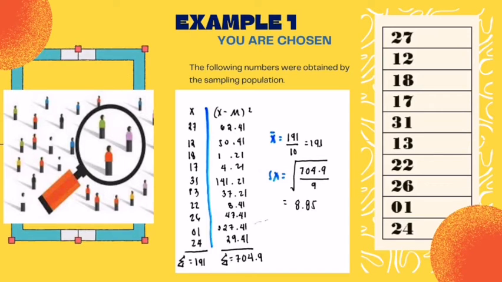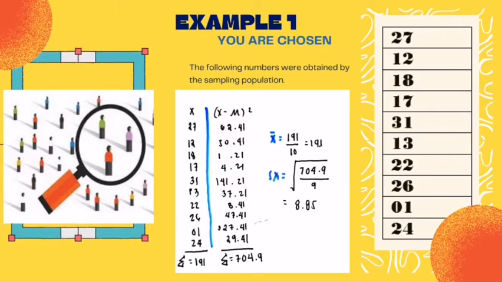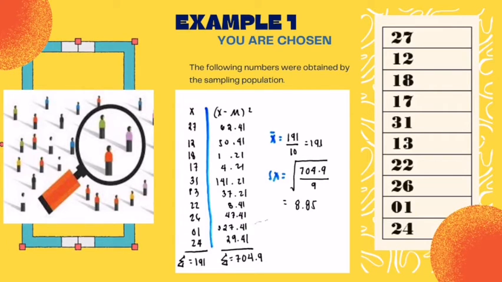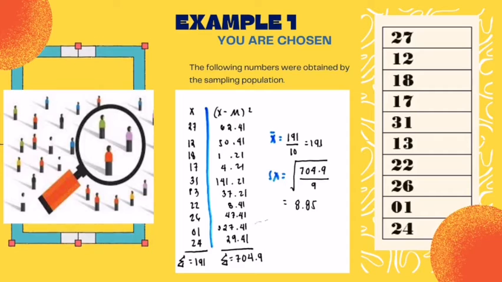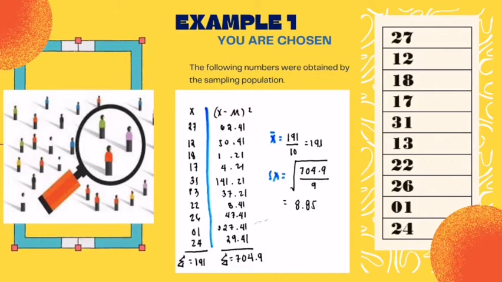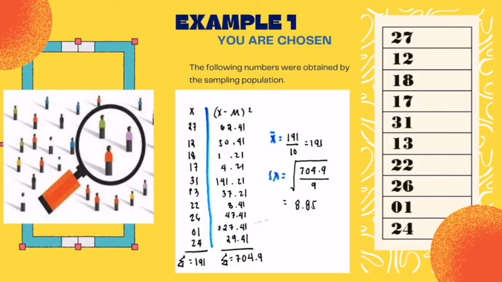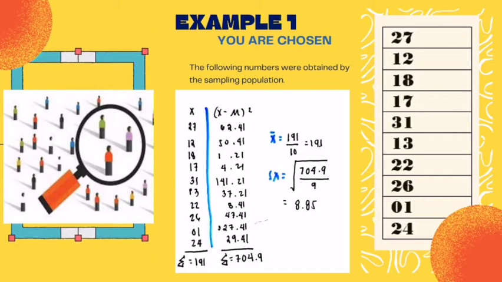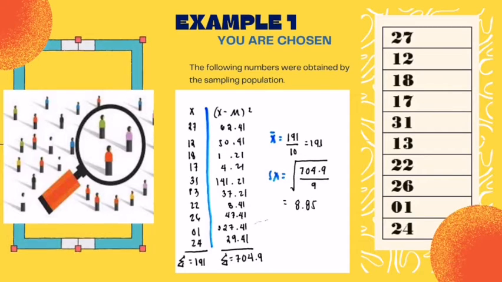The formula of the mean is the summation of x divided by n, thus 191 over 10 is equal to 19.1. Next is to subtract the mean from each x, then square it. Our first value is 62.41, the second one is 50.41, and so on, and the last value is 29.41, as you can see in the representation. Then get the summation of it. We get the value of 704.9. Take note, we round off our answer to 2 decimal places.